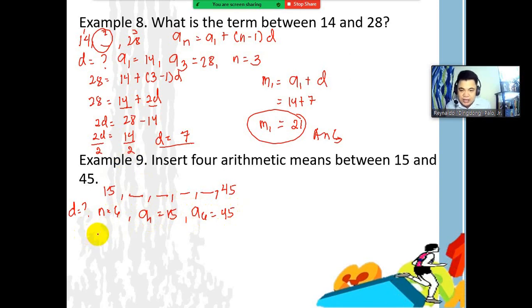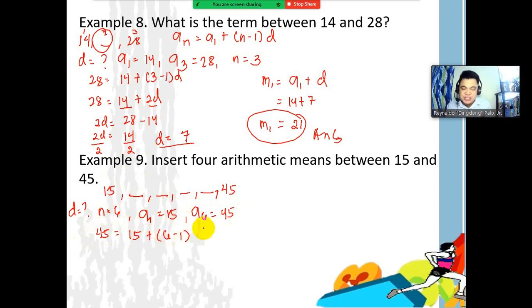A sub n is 45, or the last term, equals a sub 1, which is 15, plus n, which is 6, minus 1. Since we have 6 terms, of course, n is 6. Times the common difference, which is unknown. Then 45 equals 15 plus 6 minus 1, which is 5d.